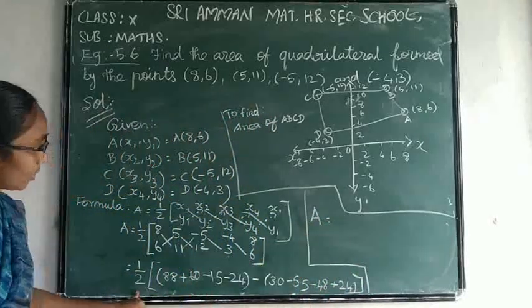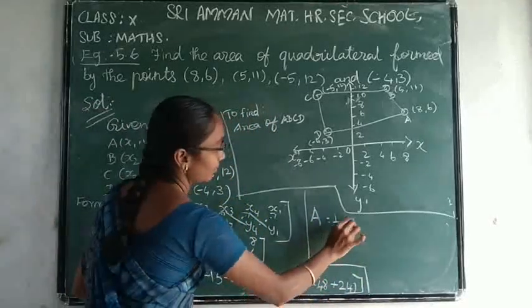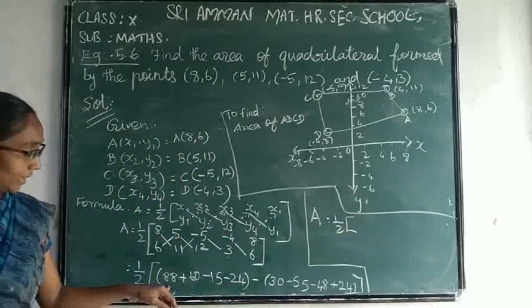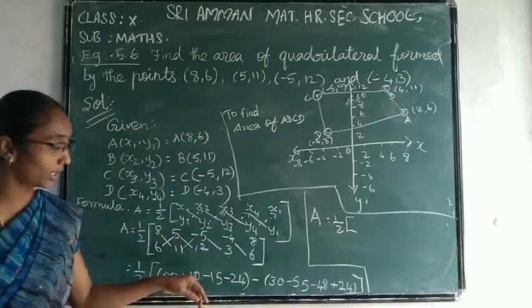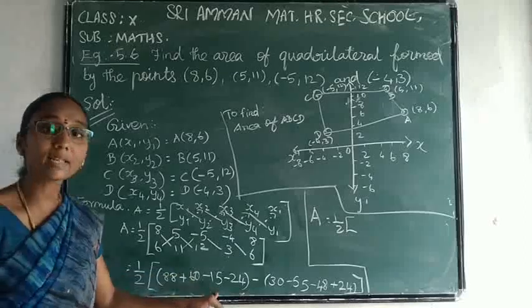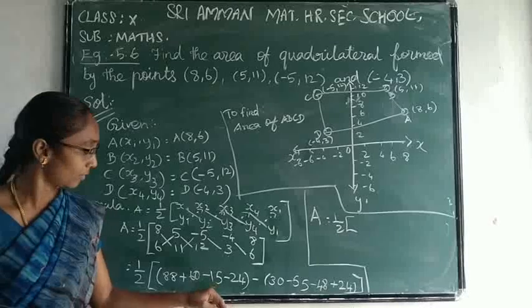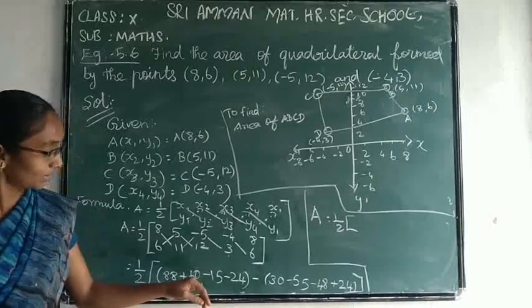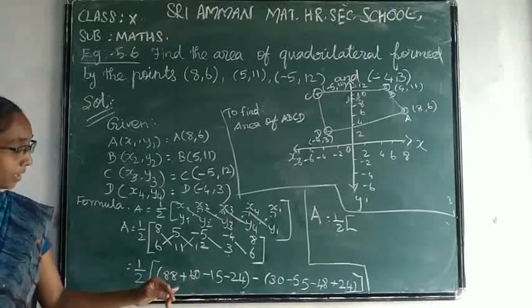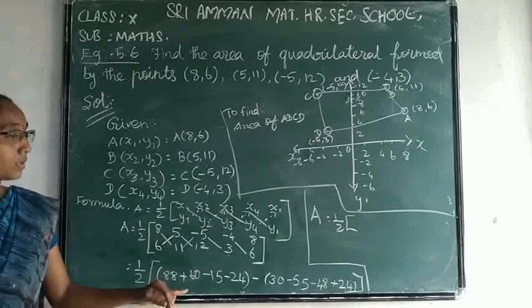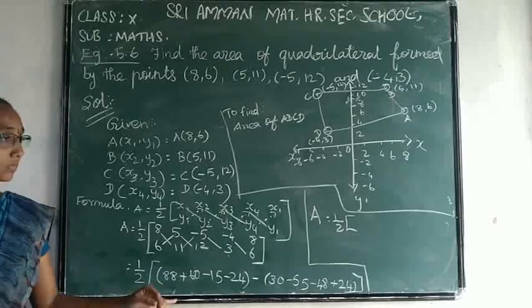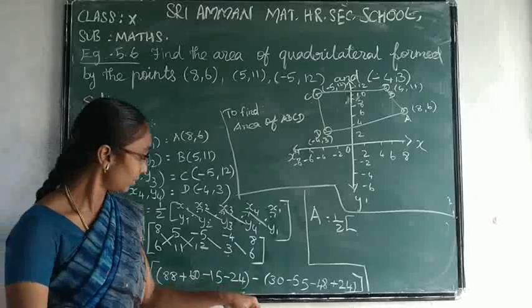What is the value? Half into 88 plus 60, 148. 148 minus 15. What is this? 148 minus 15, 133. 133 minus 5, 138.